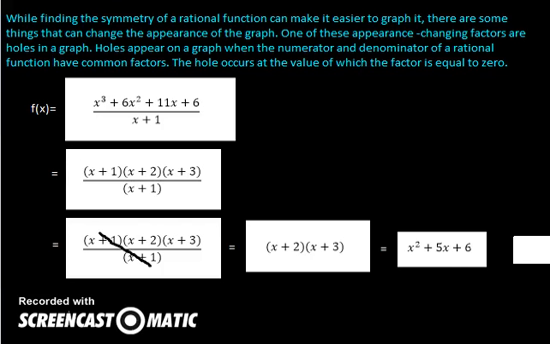After factoring the numerator and denominator, you can see that both numerator and denominator have a common factor of x plus 1. After canceling x plus 1 from both the numerator and denominator, the equation left is x plus 2 times x plus 3, also known as x squared plus 5x plus 6. This function shows that there is a hole occurring at x equals -1 because that is a common factor between both the numerator and denominator.